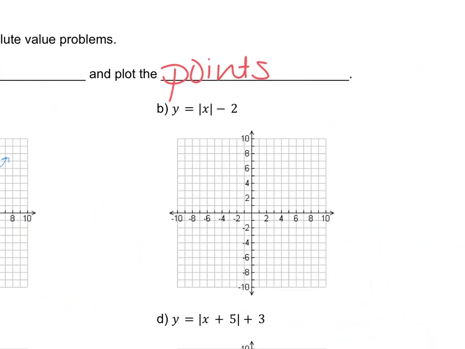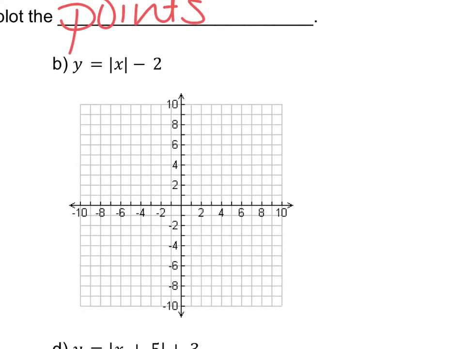Okay, let's do letter B. Now we have a minus 2 on the outside. Something different is going to happen. Let's see what happens. I'm going to make a table and plot the points. I'm just going to pick the same exact points.